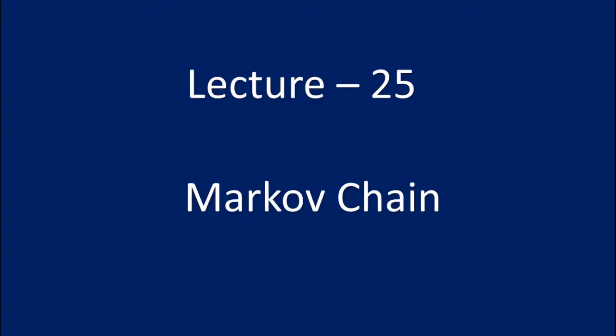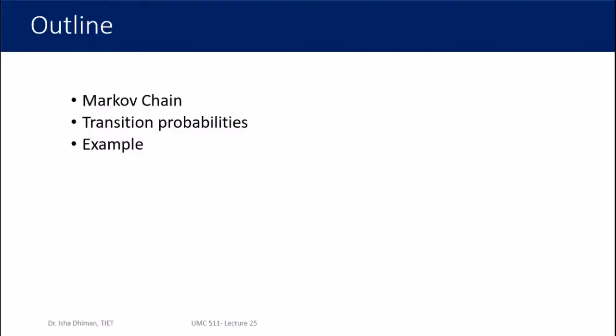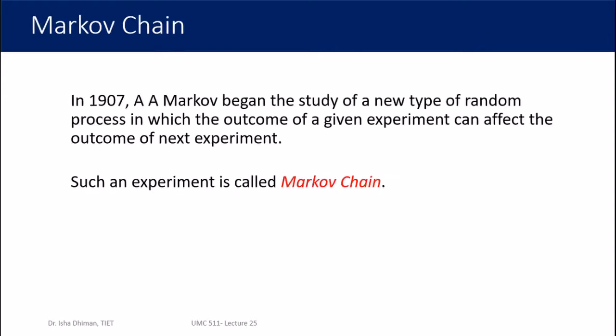In this lecture we are going to talk about Markov chain. If you remember, in the previous lecture we talked about Poisson process, one kind of a stochastic process. So this Markov chain model or process, Markov process which you can say, is another type of stochastic process which we are going to talk about today. So let's first try to understand the meaning of this Markov chain, and then we'll have a look at transition probabilities followed by an example.